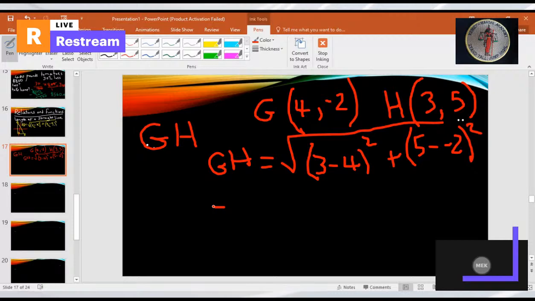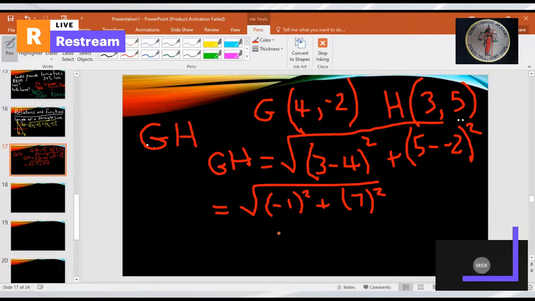That gives us the square root of 3 minus 1, so that's -1, and we're going to square it. 5 minus -7, and we're going to square that as well. So -1 squared is -1 times -1, which is +1. 7 squared is 49. So it's 50.